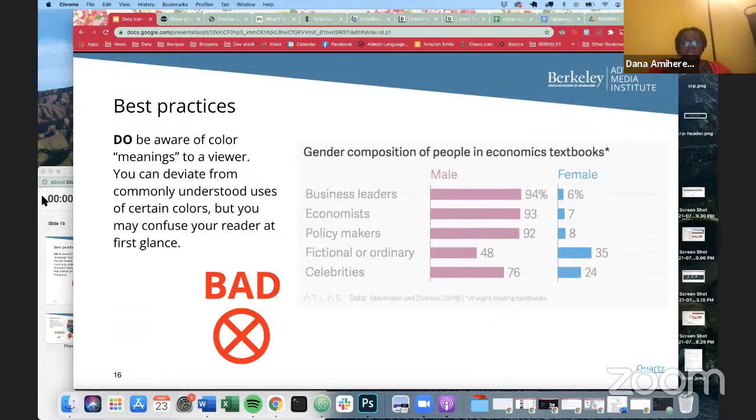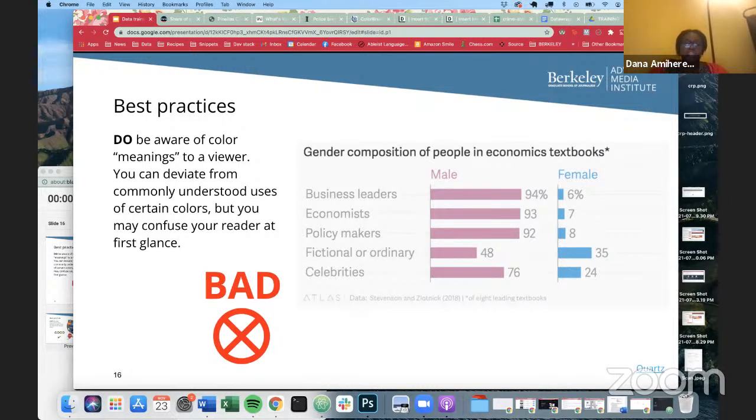Colors have meanings to us as viewers, as readers, as consumers of information. When we talk about political parties in the United States, if you use red and blue in a political context, people are going to think you're talking about Democrats or Republicans. If you use red or green in a finance setting, they're going to think you're talking about losses or gains. And if you're talking about gender, if you use pink and blue, people are going to think you're talking about male and female, girls and boys.